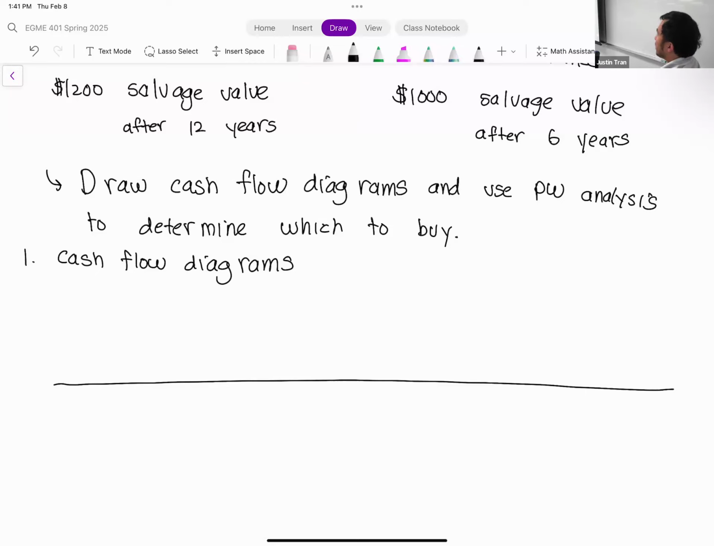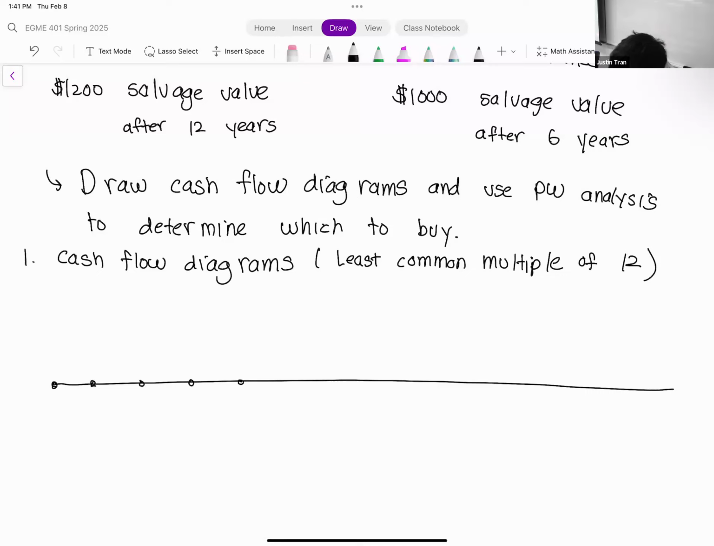Okay. What we need to do in these cases is find the least common multiple. The least common multiple between 12 and 6 is luckily 12, right? If we multiply 6 by 2, 6 times 2 is 12, and so that's the least common multiple between these two. Okay, so there is our 12-year timeline.